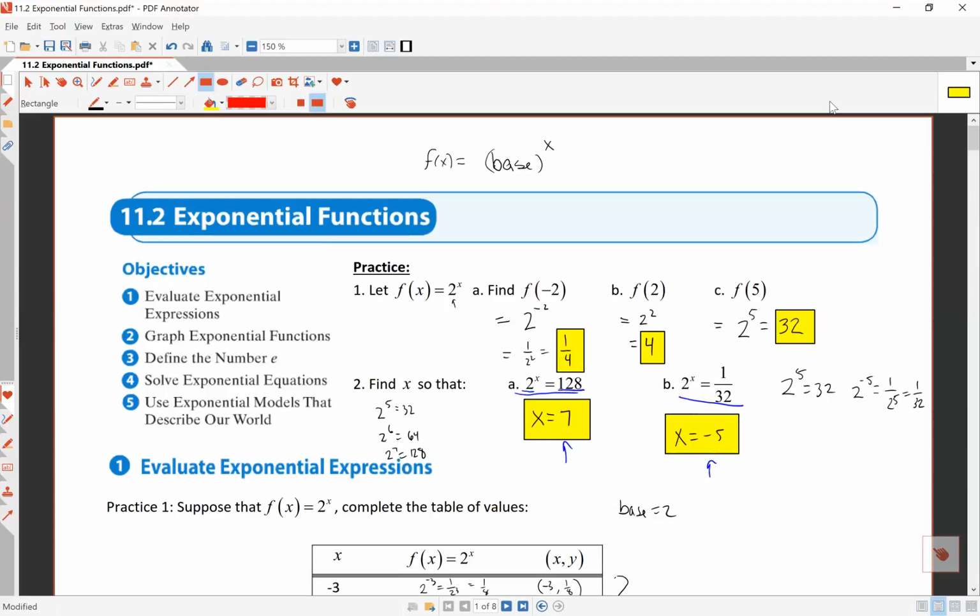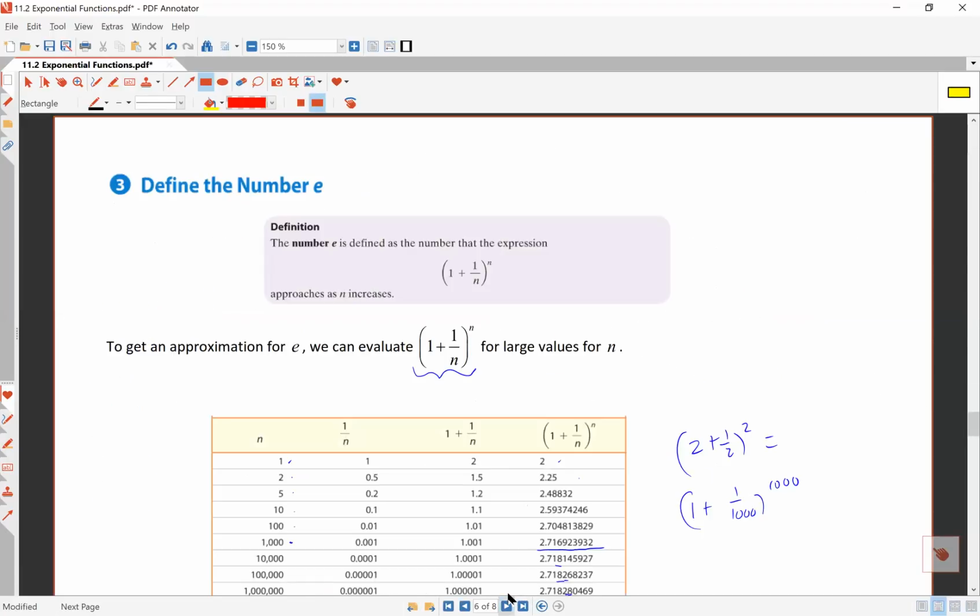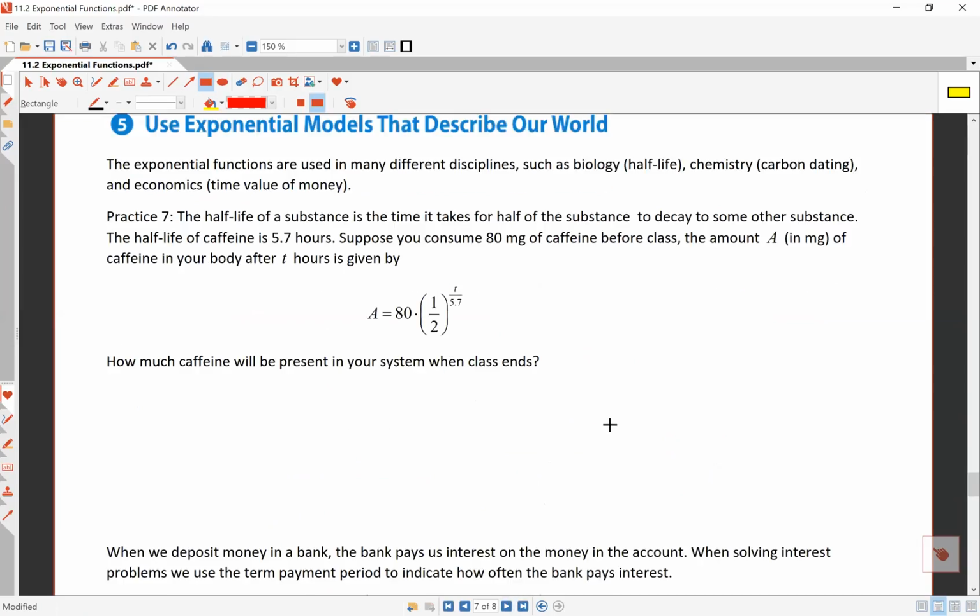This video covers section 11.2, exponential functions. Objective 5, use exponential models that describe our world. Exponential functions are used in many different disciplines, such as biology for half-life, chemistry and carbon dating, and economics, time value of money.